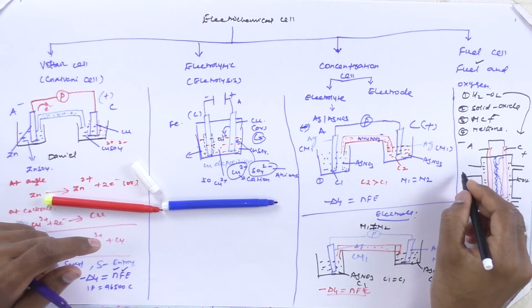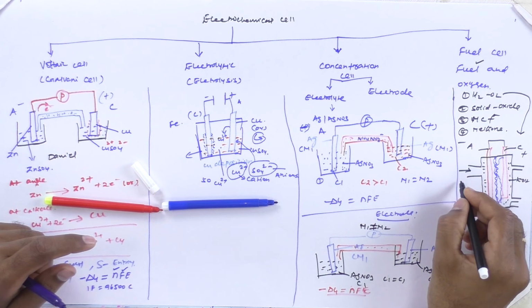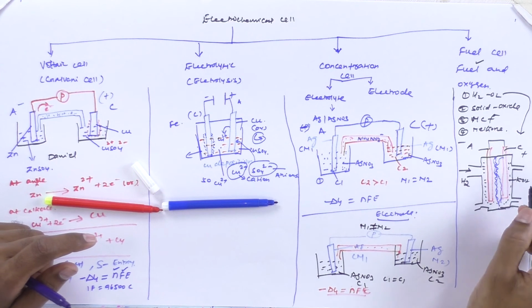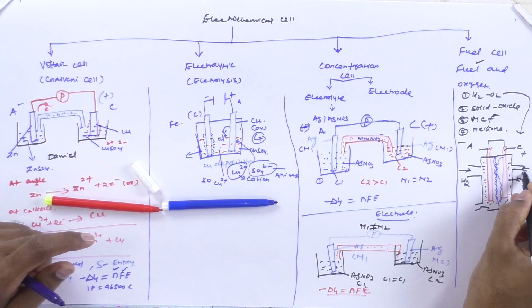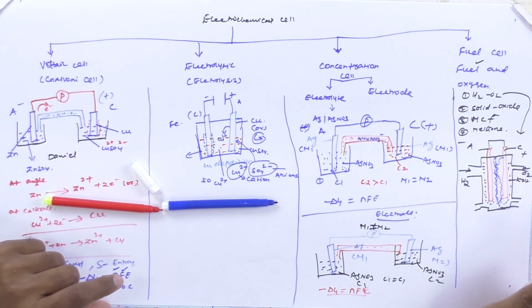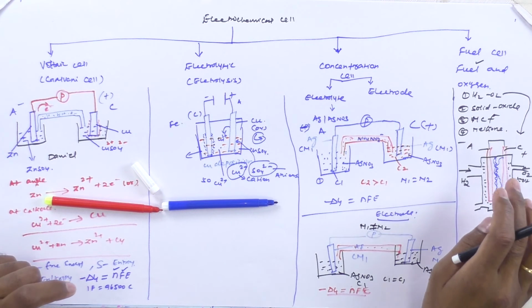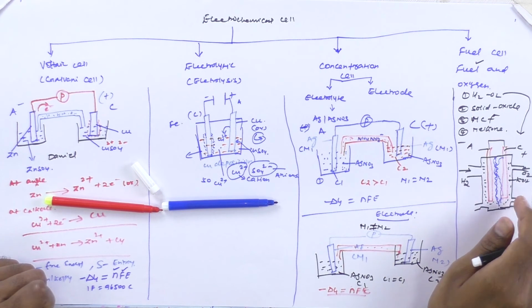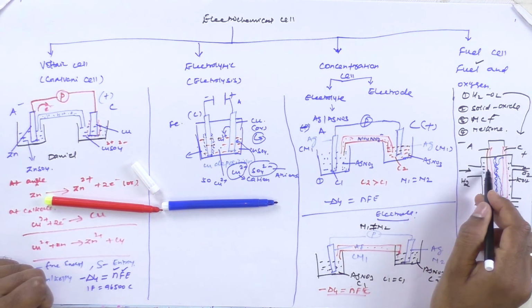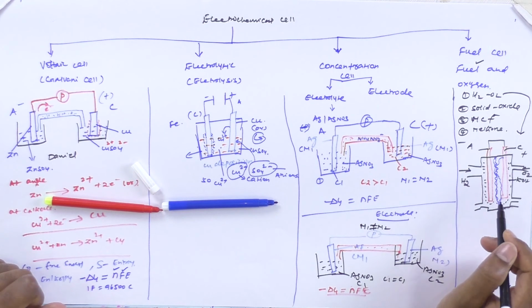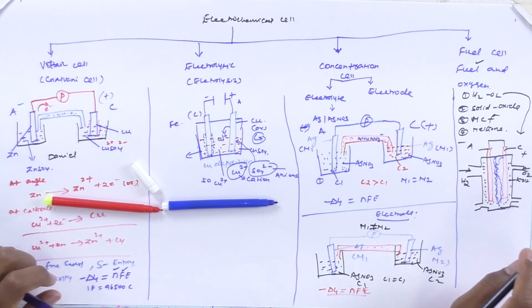Now I am going to pass hydrogen as a fuel, and here I am going to use oxygen, O2, as the oxidizing agent. Now this is the complete setup of the hydrogen oxygen fuel cell. Once hydrogen is passed through this compartment, through this electrolyte, it will start to undergo various chemical reactions.